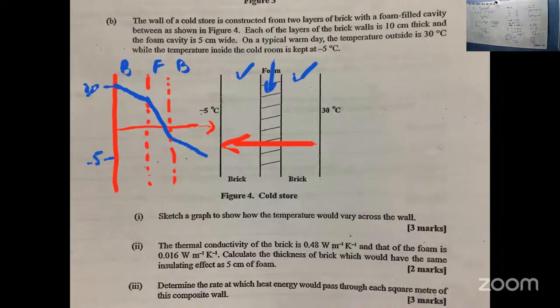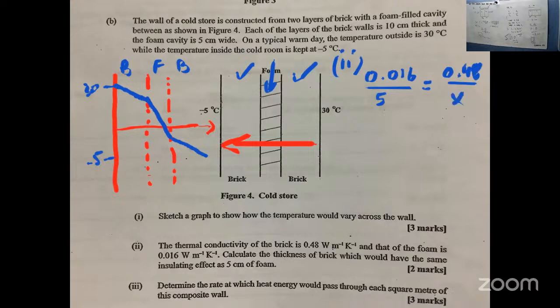Part 2 now. The thermal conductivity of brick is 0.48. Find the thickness of brick that will have the same effect as 5 centimeters of foam. So you want to replace the foam with brick, right? The foam conductivity was 0.016, and it had 5 centimeters. And I want to replace it with brick.